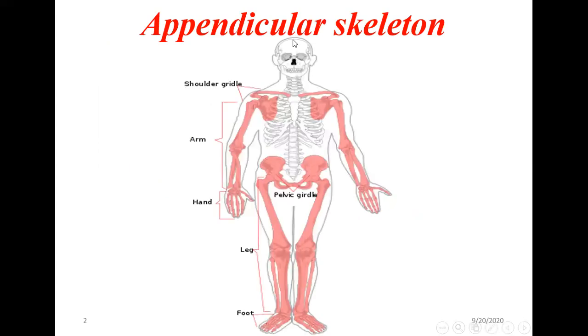As we have seen, this is the axial skeleton which we studied last week: the head, the skull, the mandible, the vertebrae, ribs, sternum, everything. Today we'll discuss the appendicular skeleton, which is shown in pink here. That is the upper limbs and mainly the lower limbs.